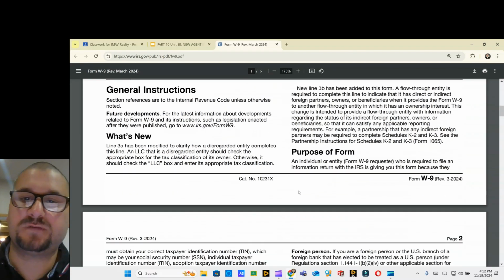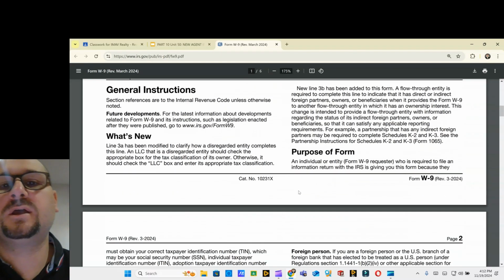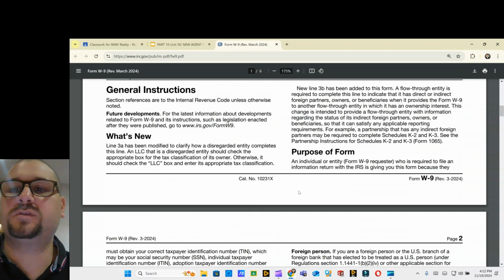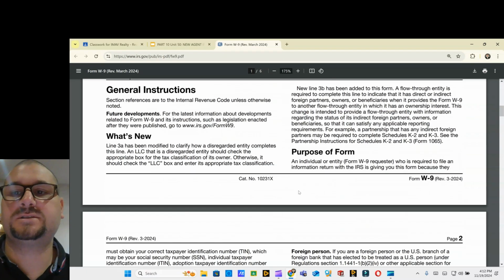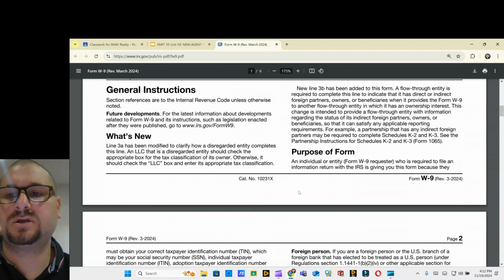Okay, so what's the purpose of the form? So an individual, also 3B has been added to this form. A flow-through entity is required to complete this line to indicate that it has direct or indirect foreign partners, owners, or beneficiaries when it provides the Form W-9 to another flow-through entity in which it has an ownership interest. This change is intended to provide a flow-through entity with information regarding the status of its indirect foreign partners, owners, or beneficiaries so that it can satisfy any applicable reporting requirements.